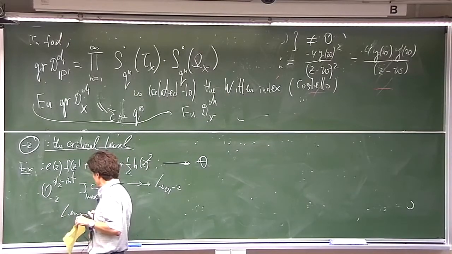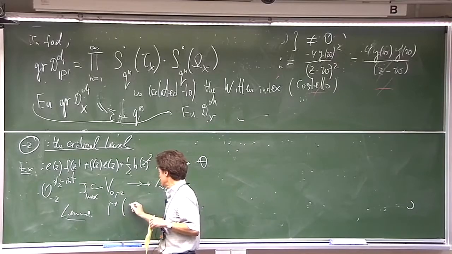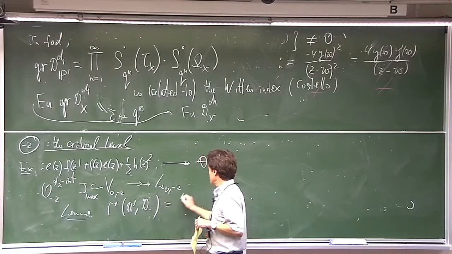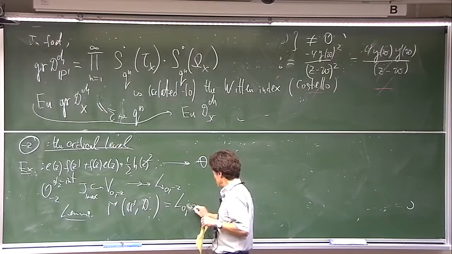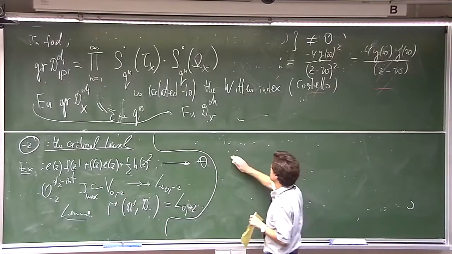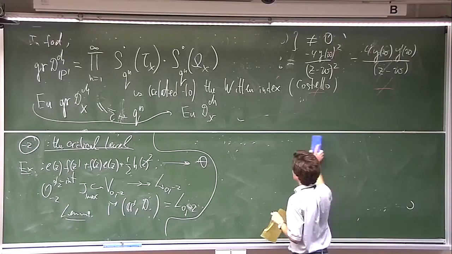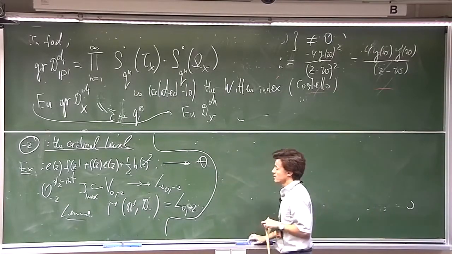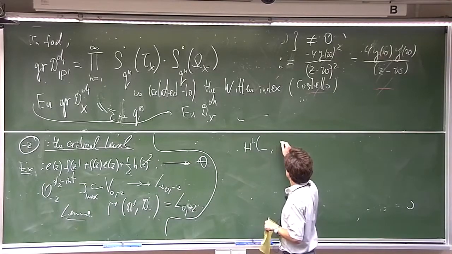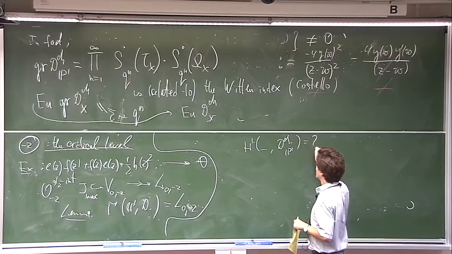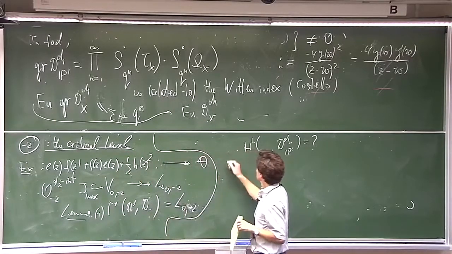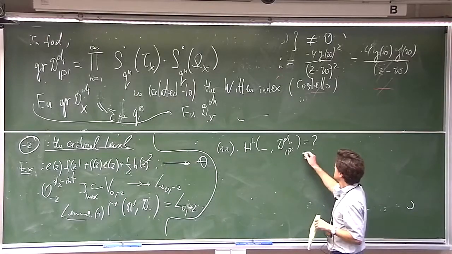So lemma. The space of global sections is precisely that, irreducible. How about H1? It's isomorphic.